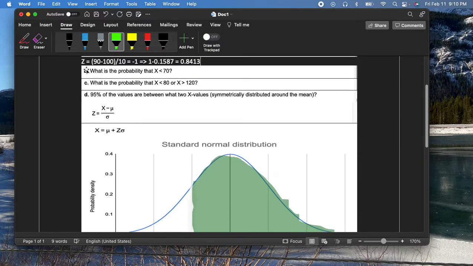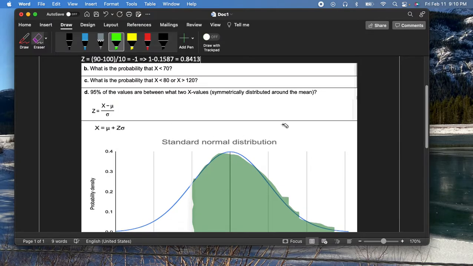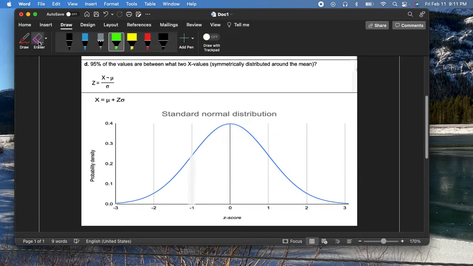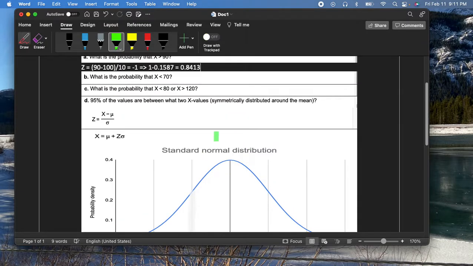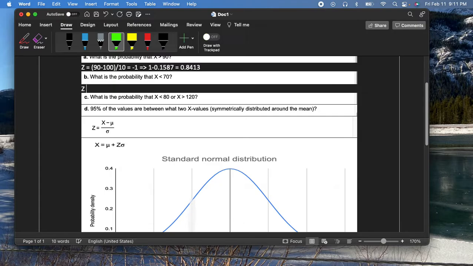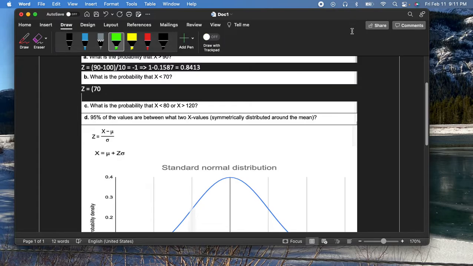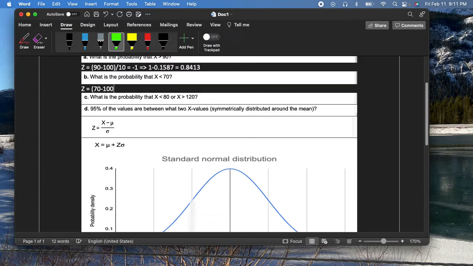Okay, B, what is the probability that X is less than 70? All right, let me get my eraser here, delete that. And basically on this one, it's asking what is the probability that X is less than 70? So our Z is going to equal 70 minus 100, divided by 10, and that is going to equal -3.